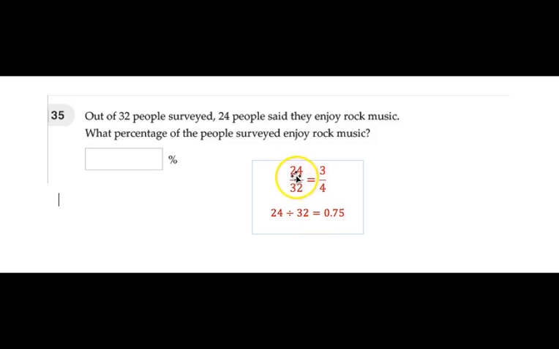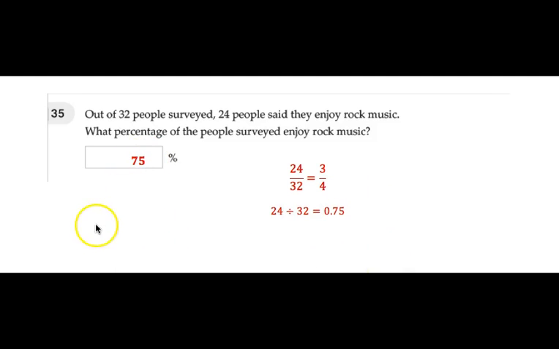You can go 24 fraction bar 32 on your calculator, you'll get 3/4, and you will know that 3/4 is 75%. Or 24 divided by 32 is 0.75, and 0.75 is also 75%. Just remembering that 0.5 is 50%, 0.25 is 25%. So 75 you just need to put in there because it's already got the percent sign.